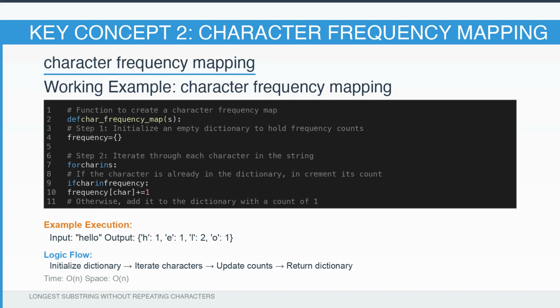For example, when we use this function on the string hello, we get a result of h:1, e:1, l:2, o:1. Here, the character l appears twice, while all others appear once. This mapping helps us understand the distribution of characters in the string, which is essential for solving problems like finding the longest substring without repeating characters.